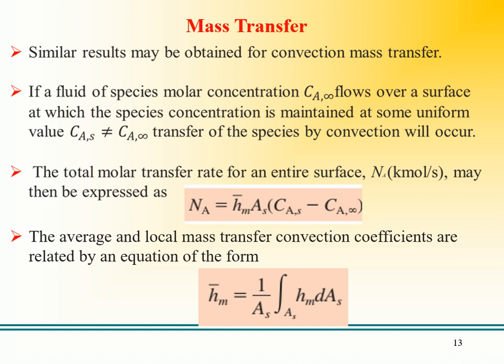So the average and total mass transfer coefficient are related by an equation of the form. This form is for students to see. It's very much similar to what we have written for the average overall convective heat transfer coefficient. Similarly here also h bar M, the overall or average convection mass transfer coefficient, is equal to 1 by AS, integral over the surface area hM dAS. It's just like h bar is equal to 1 by AS, integral over the surface area h dAS in the case of the overall convection heat transfer coefficient. So it's the same analogy, and similar formulae are there.